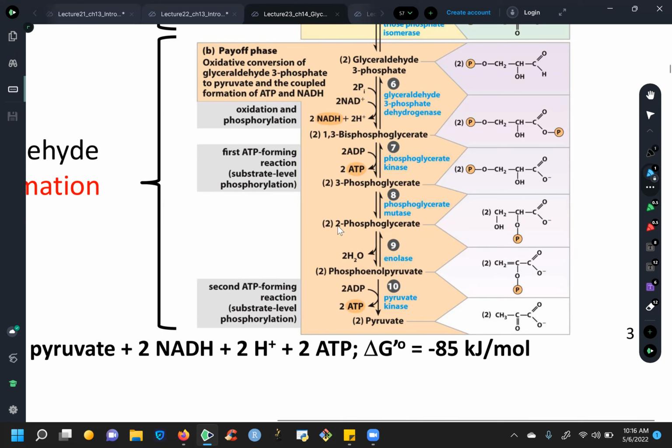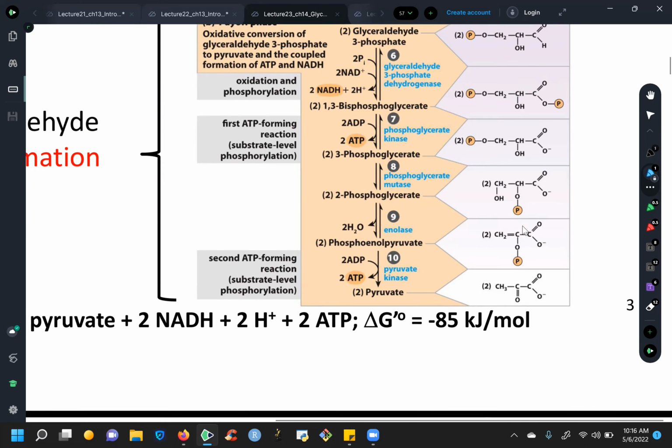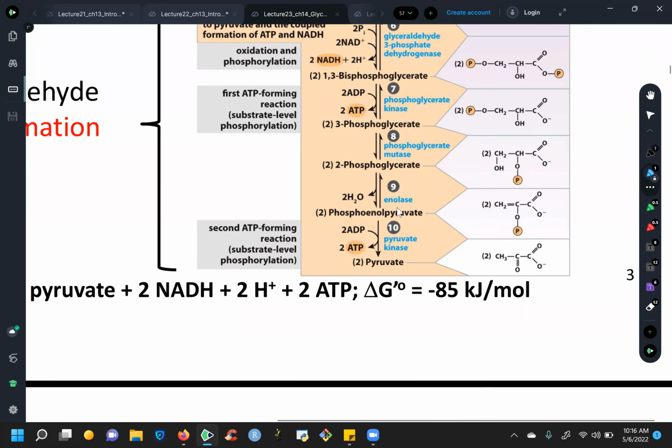So for reaction number 8, 3-phosphoglycerate, phosphoglycerate mutase. So we end up with 2-phosphoglycerate. So all that it did was it moved the phosphate from carbon number 3 to carbon number 2. That's it. And then for reaction number 9, we have enolase. And we just went from 2-phosphoglycerate to phosphoenol pyruvate. So we removed a water molecule here. And we were left behind with this double bond. So that's the enol version.